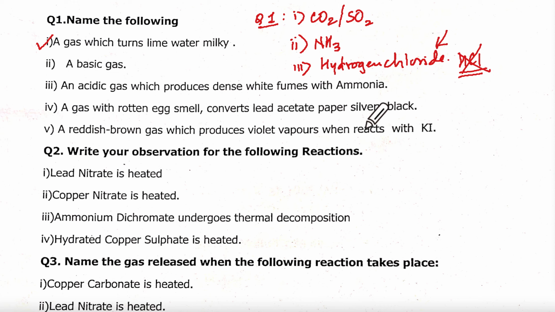Gas with rotten smell. Come on, tell me. This is hydrogen sulfide. Reddish brown gas, which one is this? This is nitrogen dioxide. So remember, violet vapors with potassium iodide.